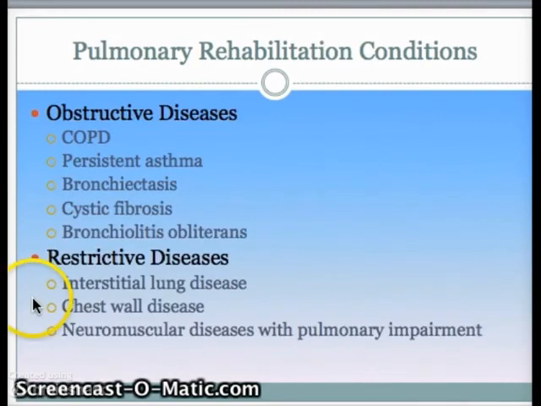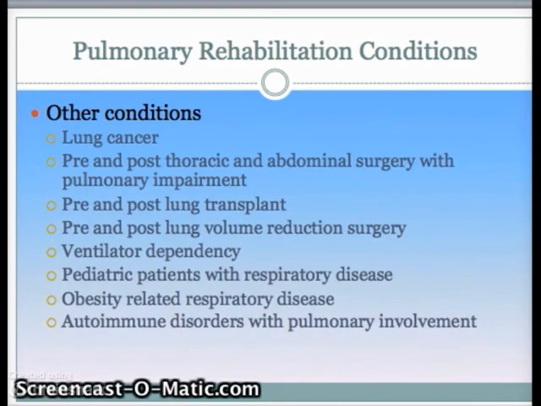These are some of the disorders that are also seen in pulmonary rehab. It's not just for ARDS patients, but patients with COPD. Post-ventilated patients often go to pulmonary rehab, as well as patients who have had lung cancer surgery or who have had lung transplants or who are vent dependent. It's very difficult to find a permanent placement for patients who are ventilator dependent.